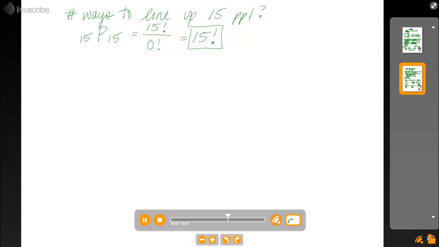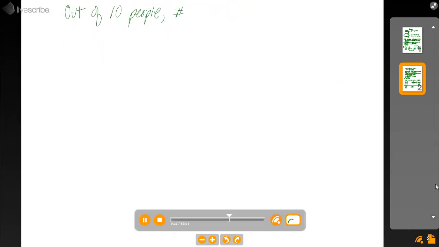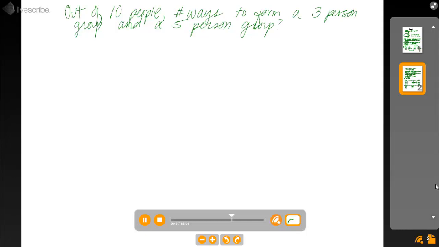So here's another example, though. Let's kind of switch gears a little bit. Out of 10 people, we need a number of ways to form a 3-person group and a 5-person group. So instead of just one specific group, like a group of 3 out of 10 or a group of 5 out of 10, now we're taking 2 groups at the same time.